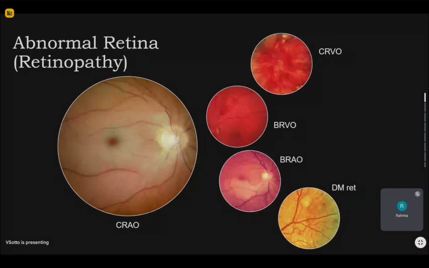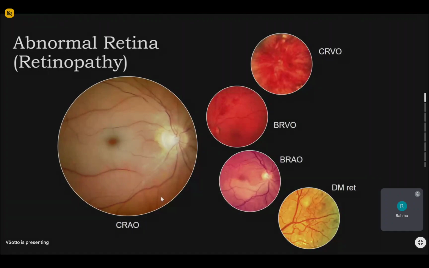So for your abnormal retina, you'll have your discussion, the next following discussion on eye emergencies. You have to identify the central retinal artery occlusion, which is one of the ophthalmic emergencies. So if you can see a dull colored retina with a cherry red spot, you can think of central retinal artery occlusion.